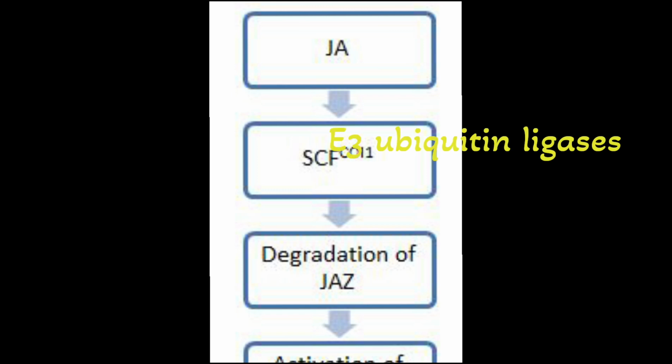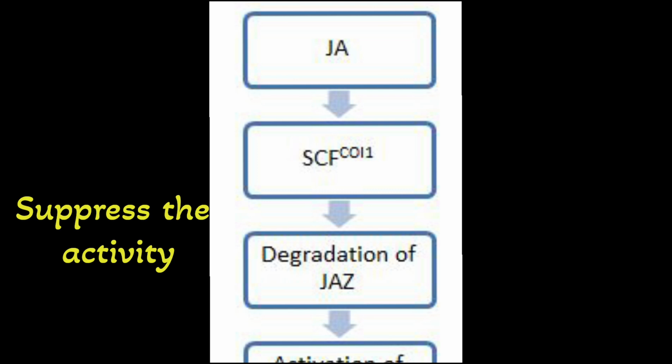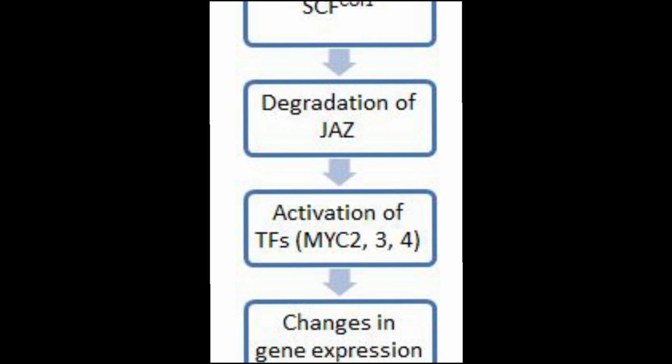Then degradation of JAZ repressors occurs. In the absence of jasmonic acid isoleucine, jasmonate ZIM domain, that is JAZ proteins, suppress the activity of transcription factors, for example MYC2. Upon binding of jasmonic acid isoleucine to COI1, jasmonate ZIM domain, that is JAZ proteins, are ubiquitinated and degraded by the 26S proteasome.